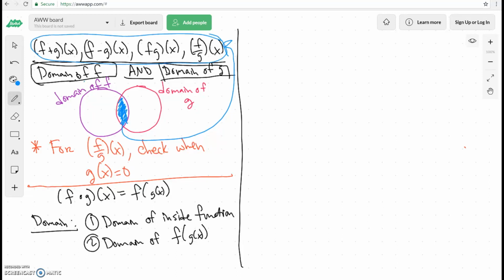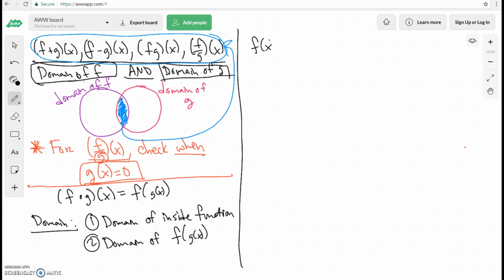Because if I, for some reason, wanted to find the domain of f of g of x, well, remember that g of x cannot be 0 because we have g in the denominator. So we need to check when does g of x equal 0. So there's an additional step that we've got to do. So let's do an example. You saw that when we added, subtracted, multiplied, or divided, it wasn't really that bad to go ahead and do the computations. So we're just going to look for the domain.